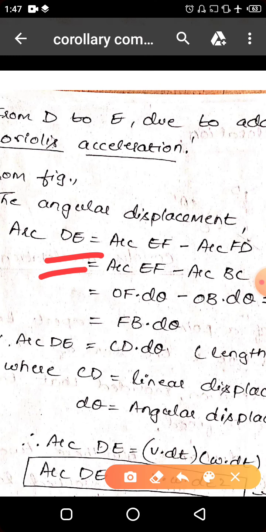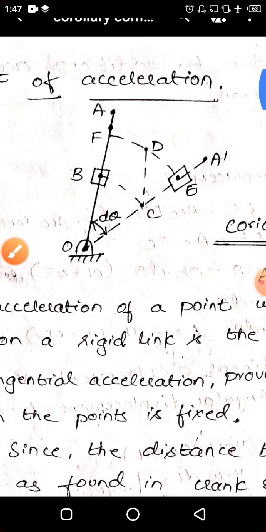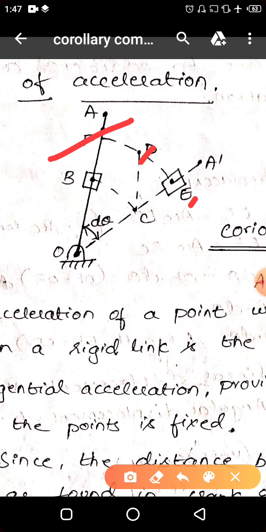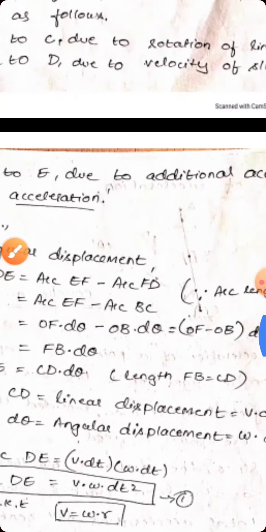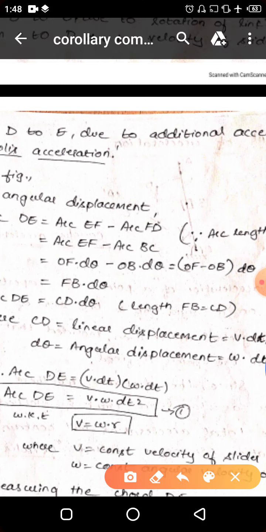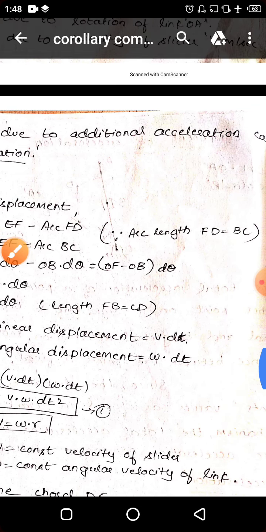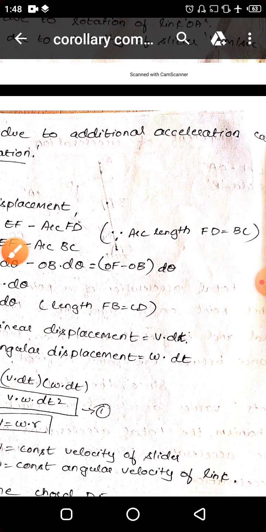Now this arc DE from the diagram, let's refer to this. This displacement DE, we will be taking it as arc length FE minus FD. This will be the distance taken here mathematically from the diagram, and the length of this arc FD will be taken as equal to the length BC from the diagram. So the arc length of FD is equal to BC.